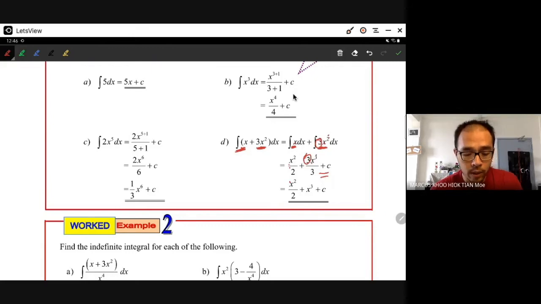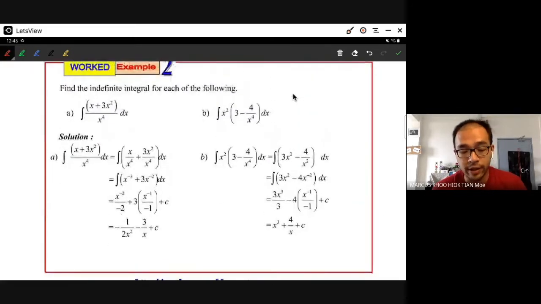Okay, now what if you get slightly more complicated stuff like this? Say for example like this. So you see that what happens here is before you start to integrate, try to simplify it first so that it becomes easier. So in this case, what he did is he divided by two terms. So x over x to the power of 4 plus 3x squared over x to the power of 4.